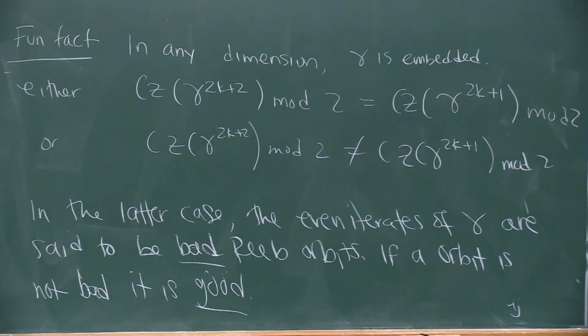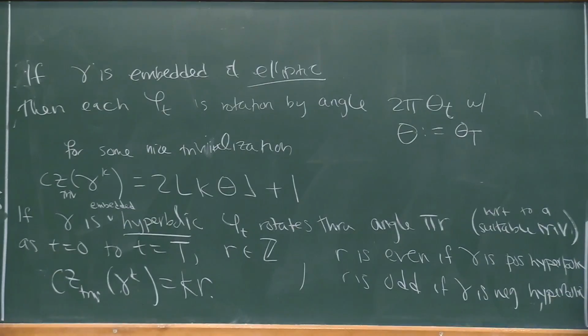what's nice when you work in dimension 3 is you have these formulas, and it turns out that you may change this theta, you may change this r, but if gamma is positive hyperbolic, r is always even, and r is always odd if gamma is negative hyperbolic. So in dimension 3, the bad Reeb orbits are always going to be the even iterates of negative hyperbolic orbits.